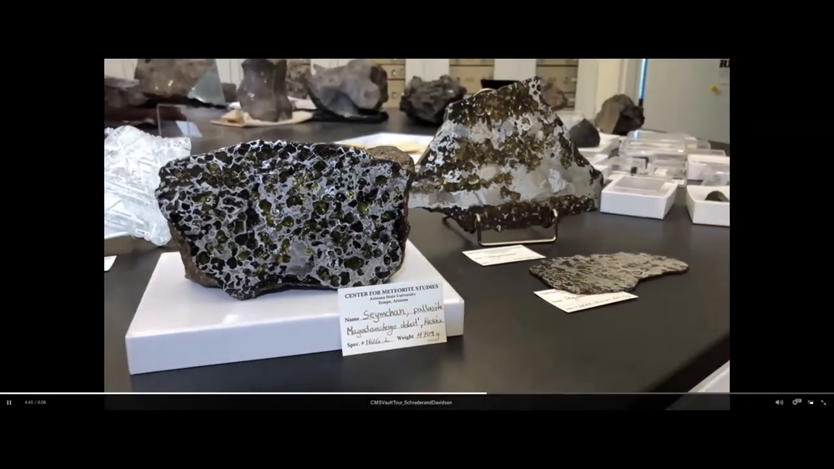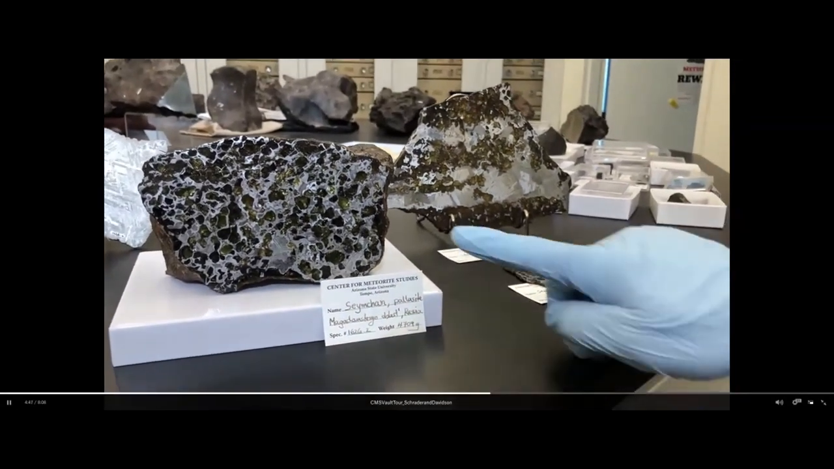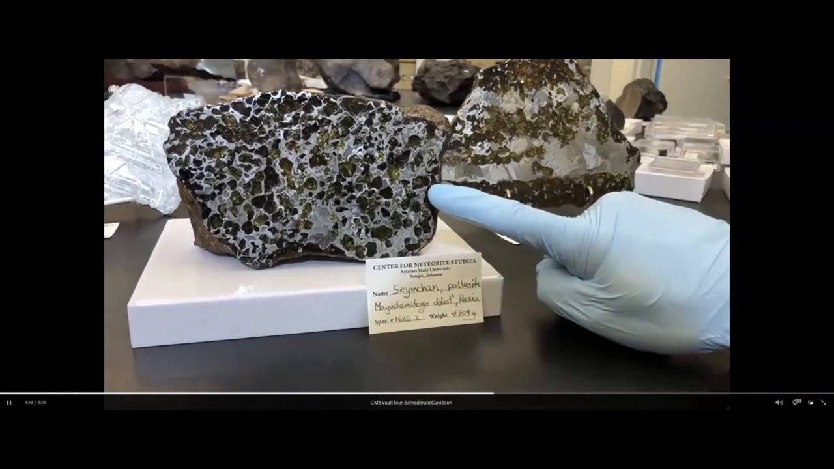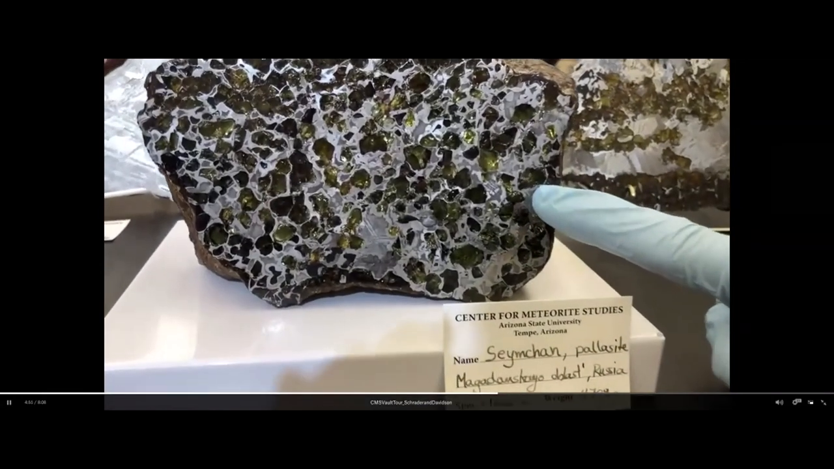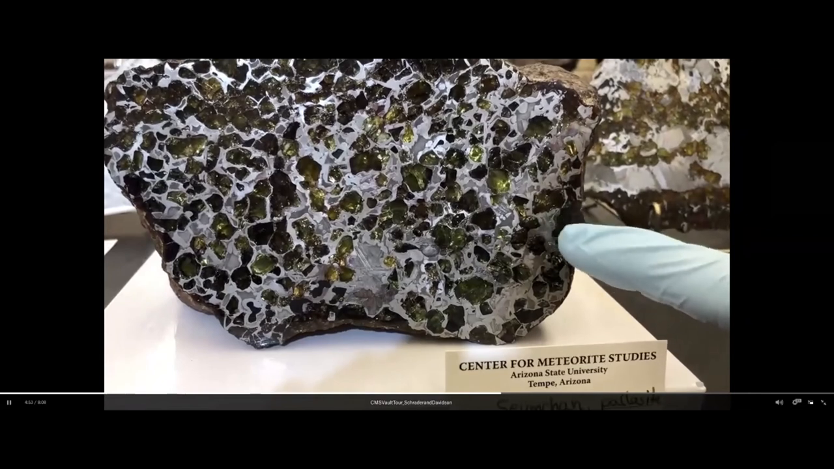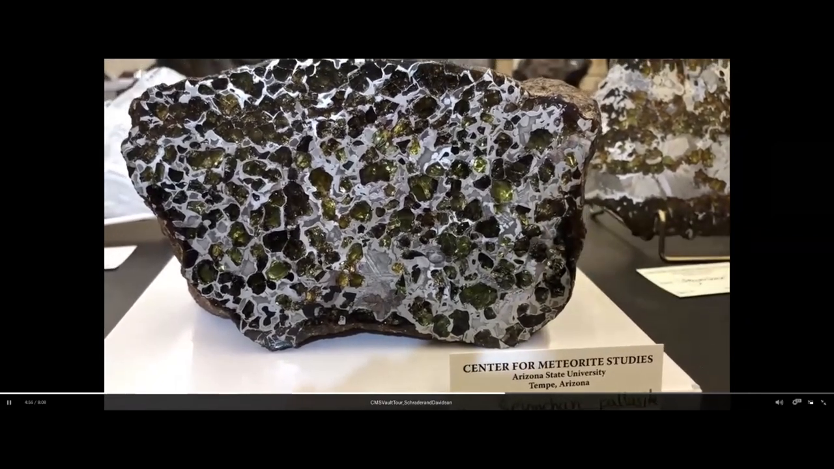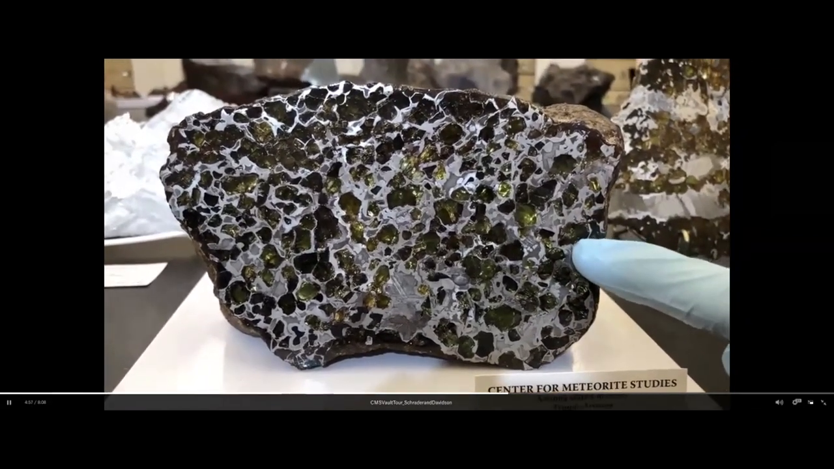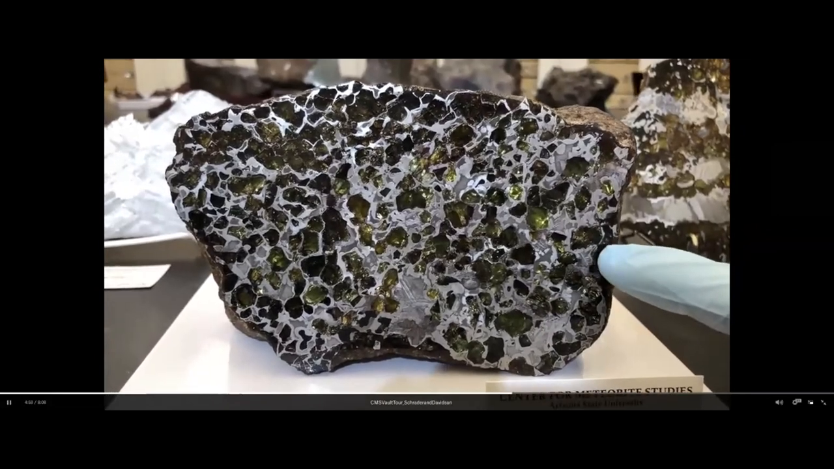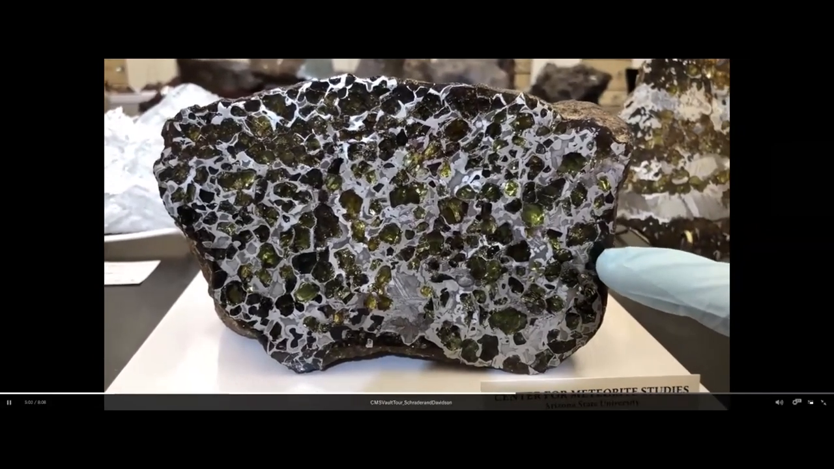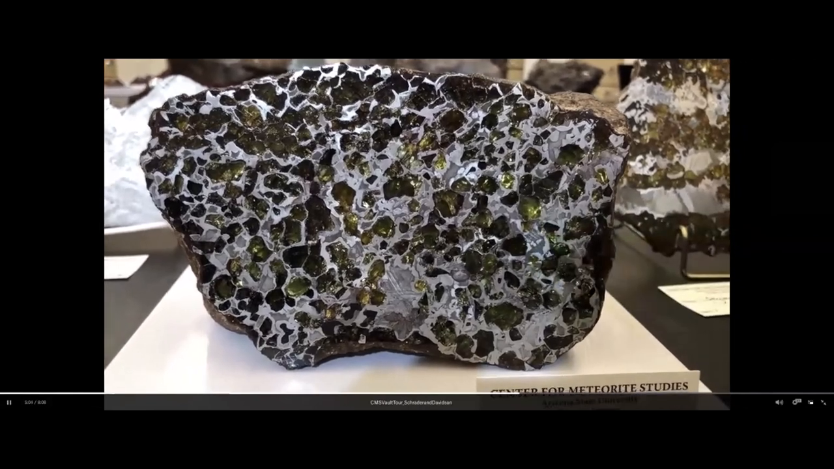And so here we have a nice mixture of stony and iron material. So this is the stony material. This is an iron magnesium silicate called olivine. And on Earth, we have olivine, and it's a deep mantle mineral. So by studying meteorites, we can actually help learn about our own planet, about how our own planet may have formed. And then this shiny material is actually iron nickel metal.